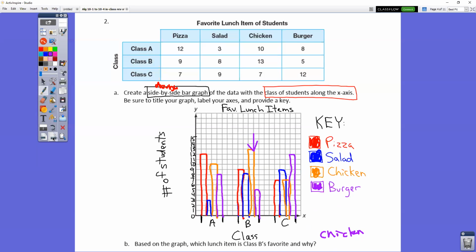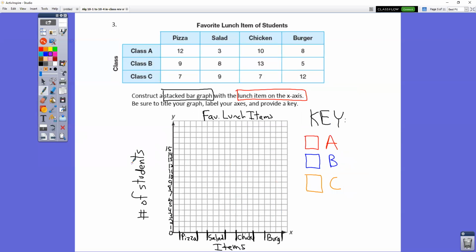Now we're going to do the stacked bar graph. Now you have to be very, very careful on the stacked bar graph. This one says the number of students, all right? We're not converting these to percents. Remember, sometimes you use actual numbers, sometimes you use percents. We're going to use actual numbers here.